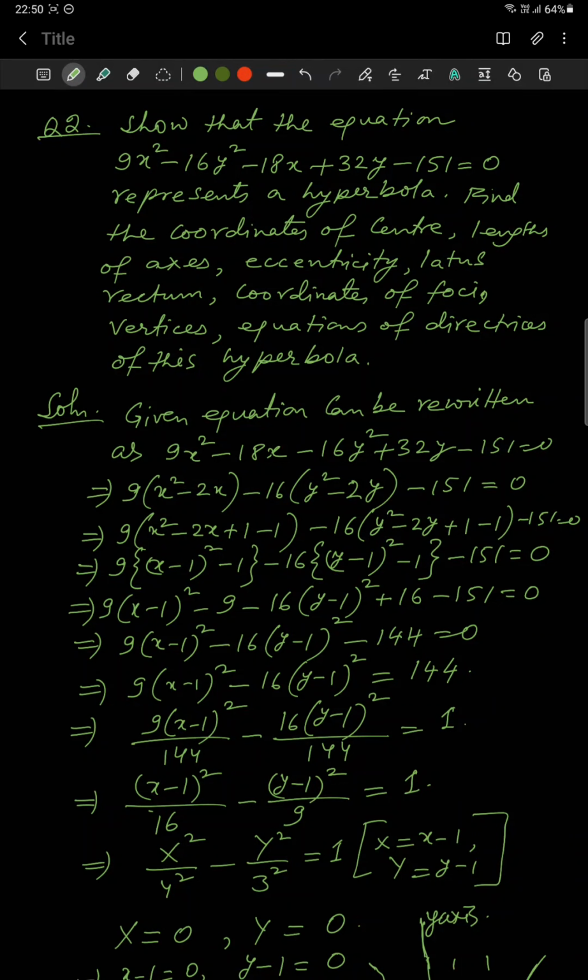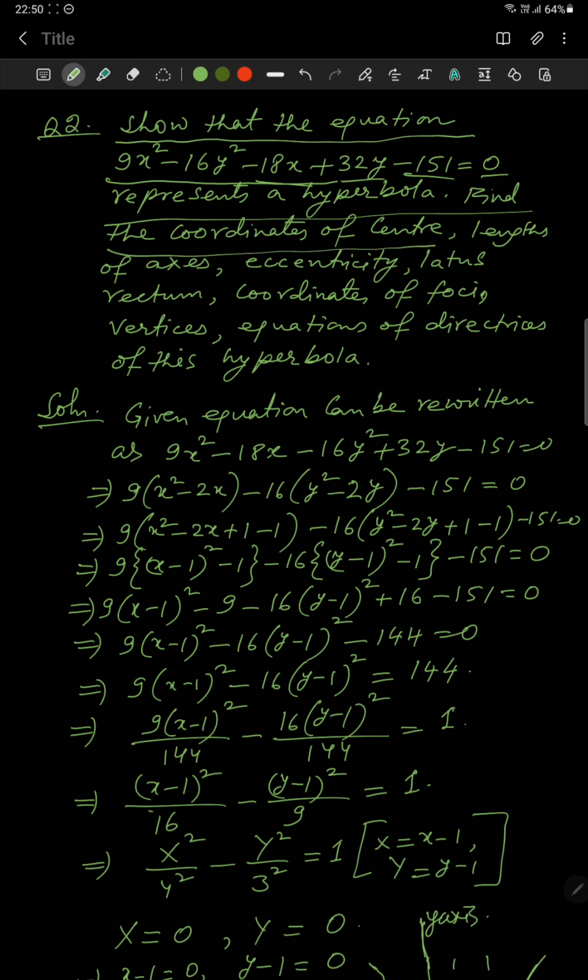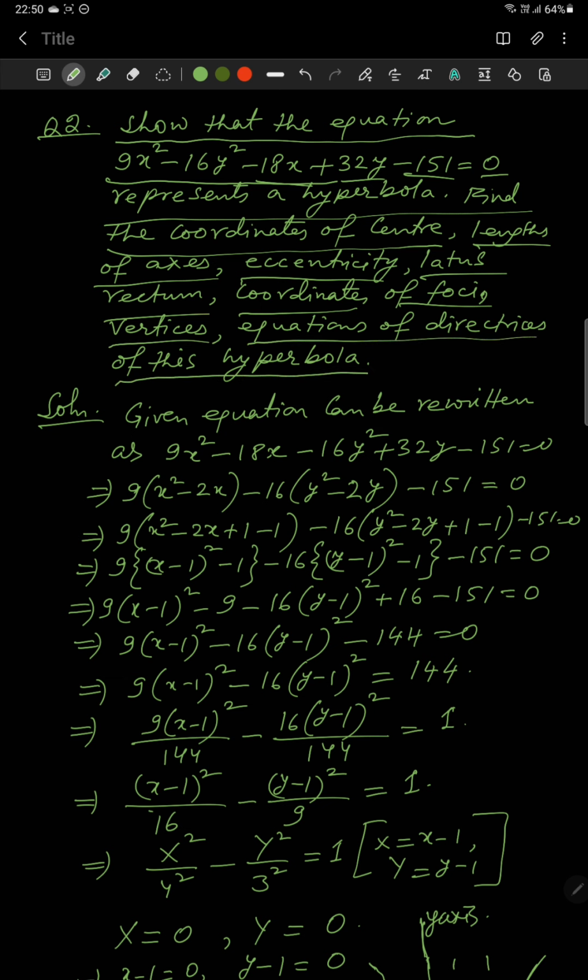Alright students, question number 2 on the hyperbola, I have taken from your R.D. Sharma book. Show that the equation 9x square minus 16y square minus 18x plus 32y minus 151 equal to 0 represents a hyperbola. Also find the coordinates of the center, lengths of the axes, eccentricity, latus rectum, coordinates of foci and vertices, and equations of directrices of this hyperbola. This is the question which I am going to discuss.